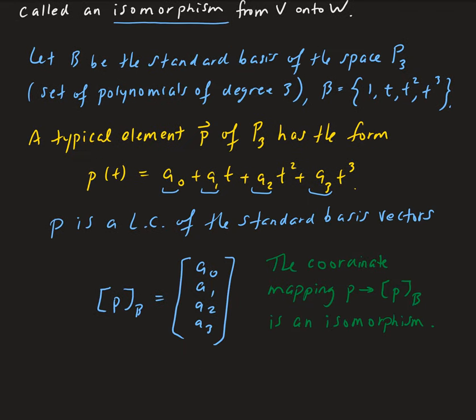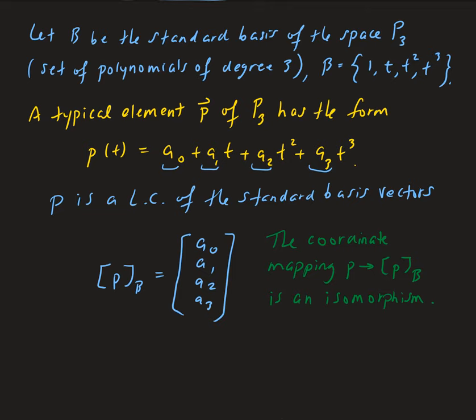One more thing. Specifically for this example, this was an isomorphism from P3 onto R4. In general, if we have an n degree polynomial, then it gets mapped into an R to the n plus 1 vector space. So it's always plus 1. In this case, our original polynomial was degree 3, but because of the constant term a0, it maps into R4.